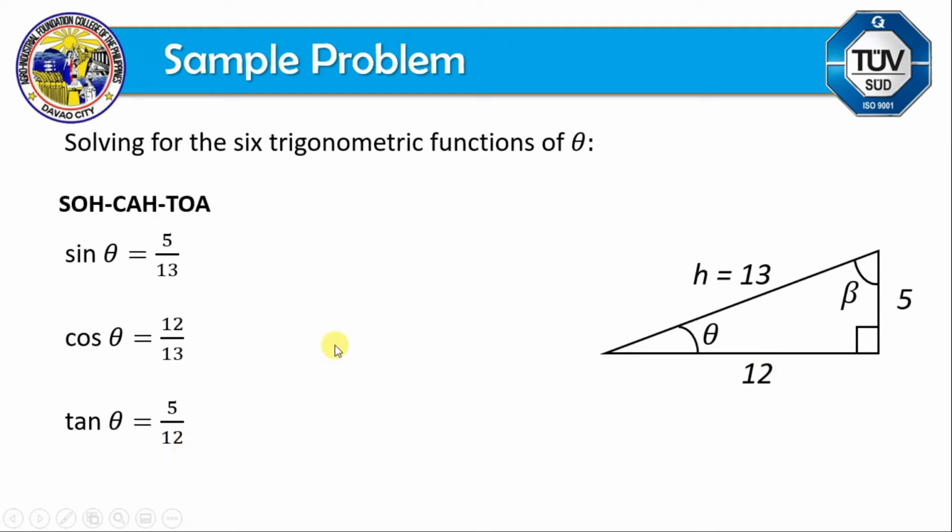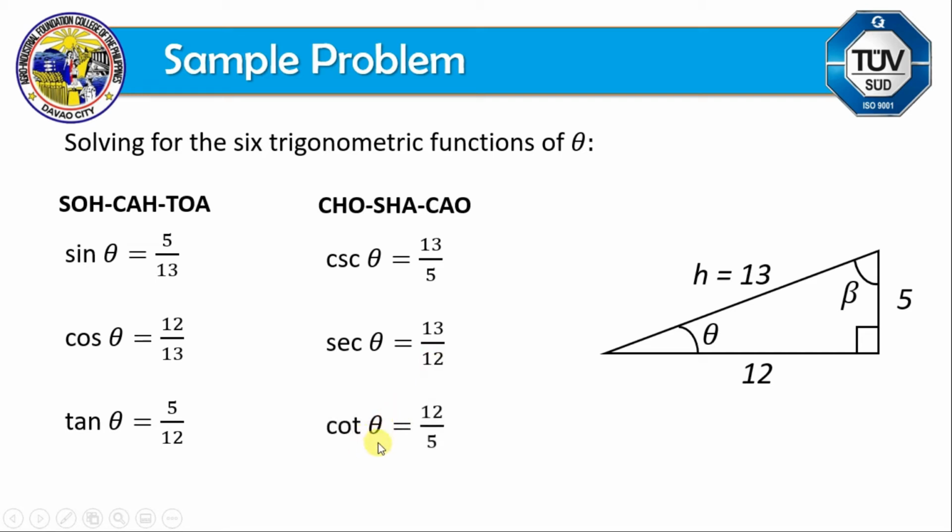Now, taking the reciprocal of all these 3 trigonometric functions, for the cosecant of theta, we just flip it, 13 over 5. For the secant of theta, we flip the cosine, so we have 13 over 12. And then for the cotangent of theta, we flip the tangent, it will be 12 over 5. You just take the reciprocal, or Chosha Cow. So these are the 6 trigonometric functions of angle theta.